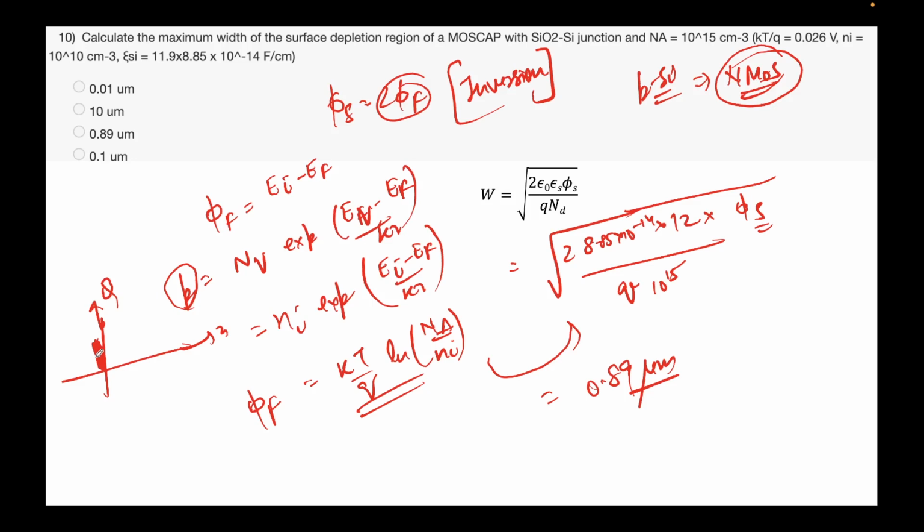The expression is similar to what you had in your Schottky contact, or in, let's say, a P plus N junction, because one side is heavily doped, right? Only one side we are talking about here, the P side semiconductor in this case.